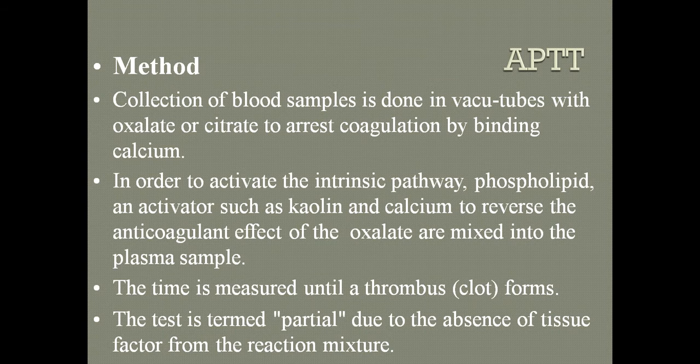Now, in this APTT test, first of all, you will collect the blood from the vein of the patient. Then you mix that blood with the oxalate or citrate anticoagulant. Then you will separate the blood in a centrifuge so that you can get the plasma from the blood.